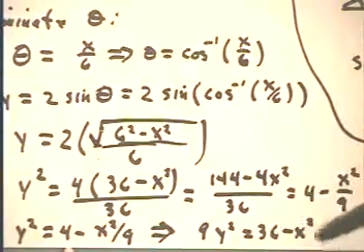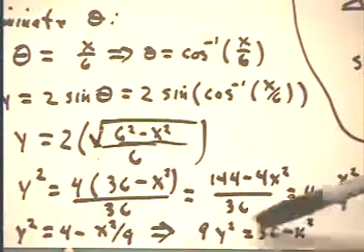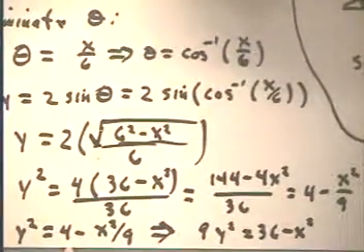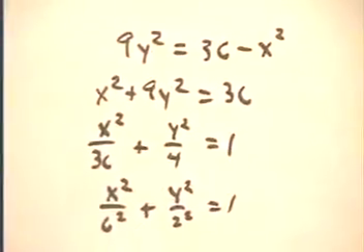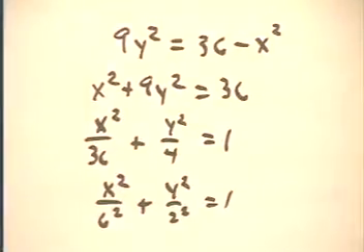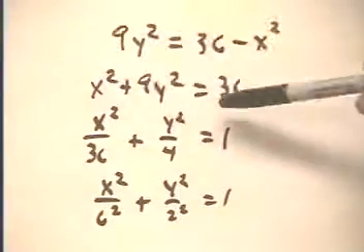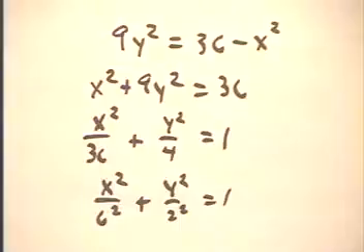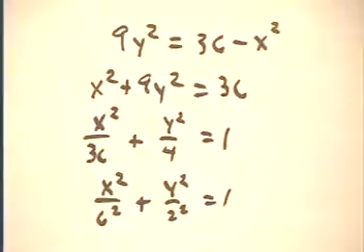We could put that into standard form, bring the x squared over here, and then divide both sides by 36. And we could then obtain the standard form, and here are the details. Again, we bring the x squared over here, we divide by 36, we get 1 here, get the denominators here, and this is going to be x squared over 6 squared plus y squared over 2 squared equals 1.